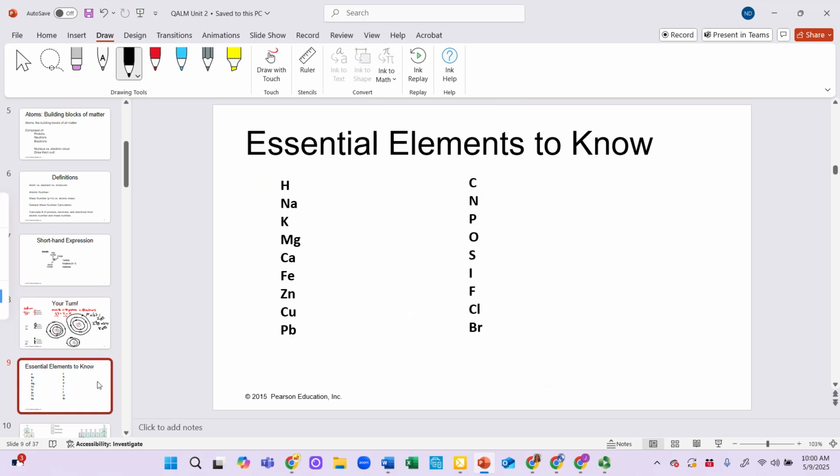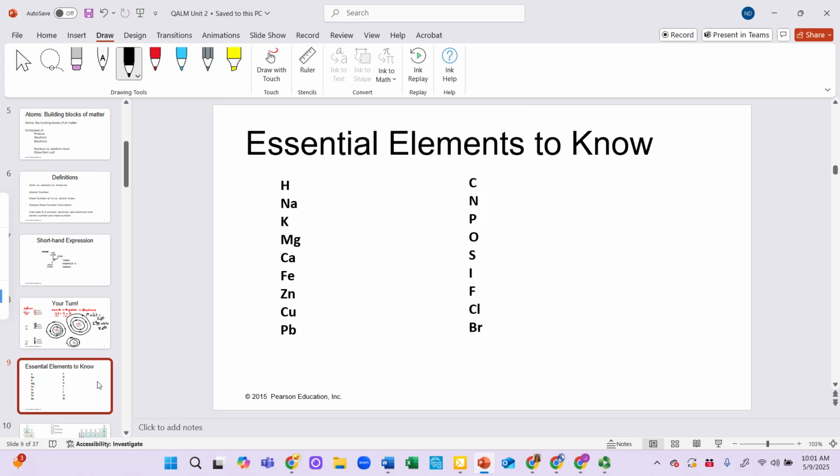Chemistry is also such an important part of the laboratory. It's important that you be able to recognize elements based on their symbol. So this is the list that I would like you to memorize for this class, but also for this program. Every student should leave this class knowing that H is hydrogen, Na is sodium, K is potassium, Mg is magnesium, Ca is calcium, Fe is iron, Zn zinc, Cu copper, Pb lead, C carbon and N nitrogen, P phosphorus, O oxygen, S sulfur, I iodine, F fluorine, Cl chlorine, and Br bromine.